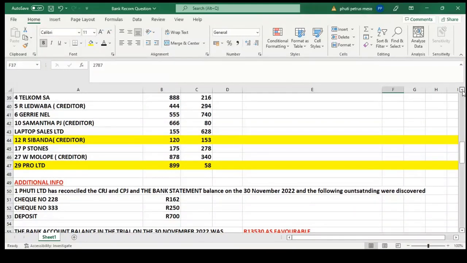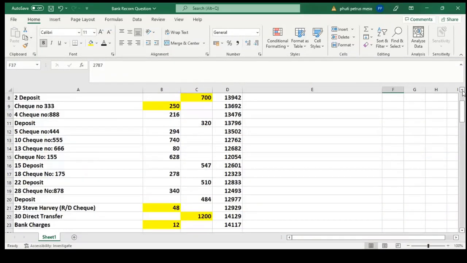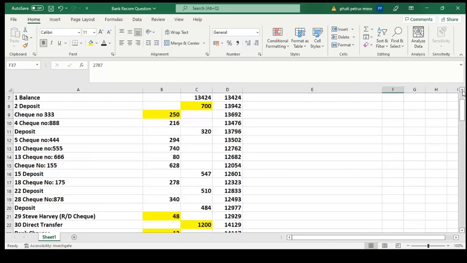Okay. All right. If you go to the bank statement, I've highlighted 700 rand in yellow. Yes, it's there in the bank statement. But you can see that it's not in the CRJ. Yes. It's not in the CRJ. Yes. All right. So what do we do?